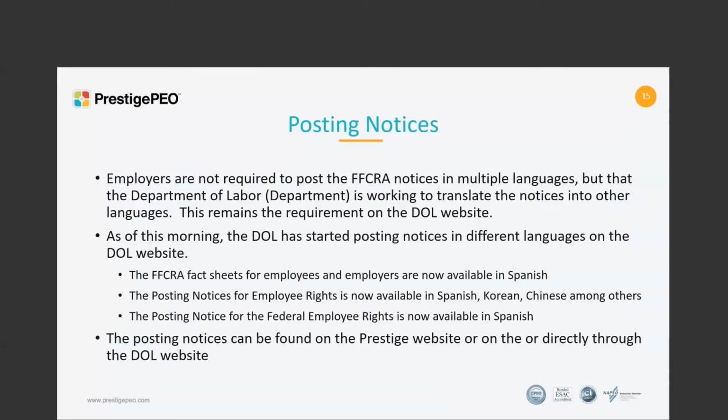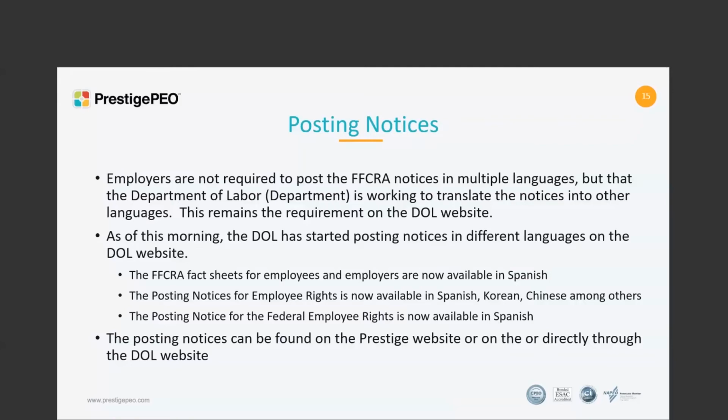Right now, the FFCRA fact sheets for employees and employers are available in Spanish. Posting notices for employee rights, as of last night, were available in Spanish and Korean. Now they are available in a number of other languages, including Chinese. So again, they are continuing to work on this to provide these notices to those who need them in different languages. And then the posting notice for federal employee rights is also available in Spanish.